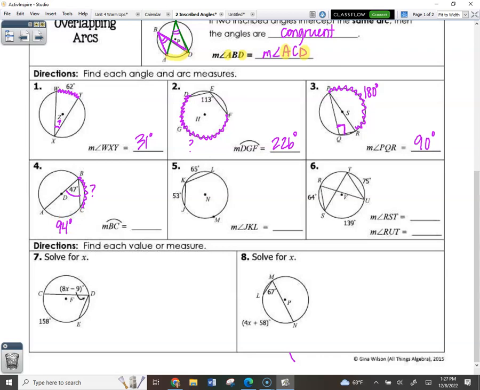And then now look and see, it's a puzzle, y'all. There is a diameter there. That's a diameter, so that's 180, and you're just missing one chunk. 180 minus 94 is 86. I think you just typed it wrong. 86.